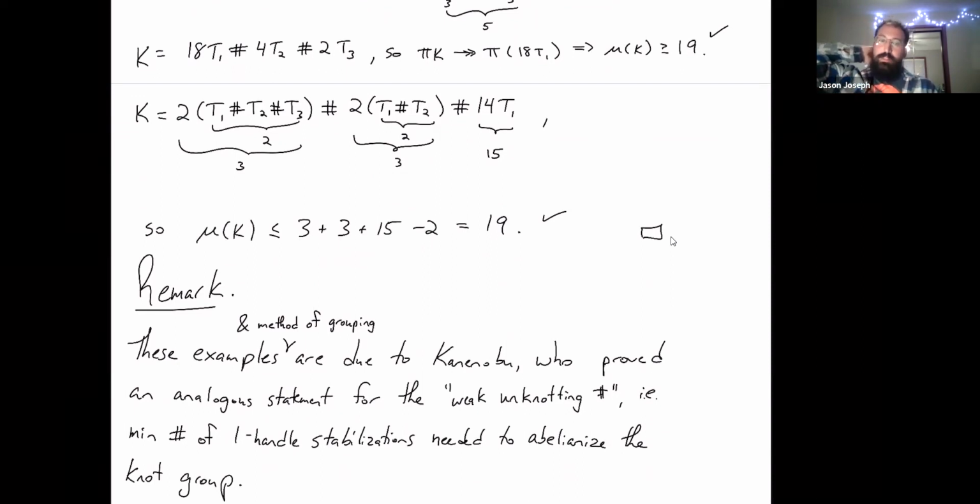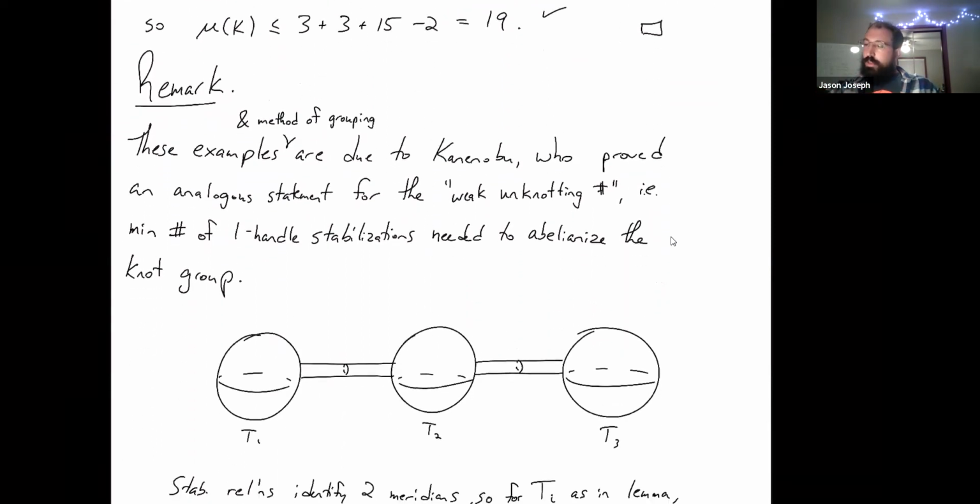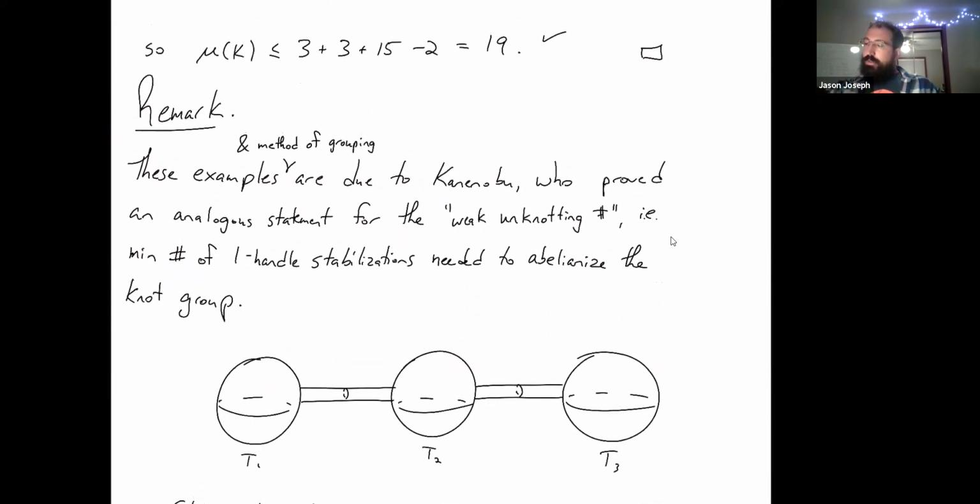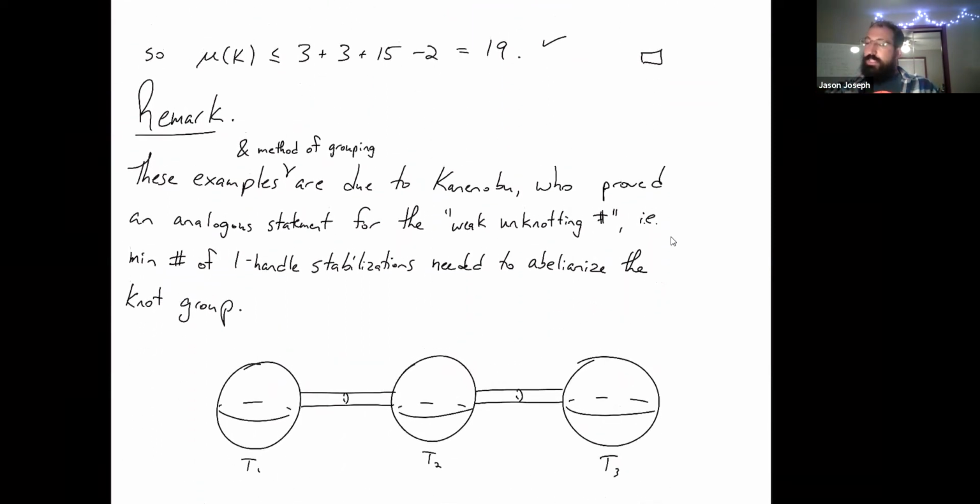It's weak because it's just like an algebraic version. So he showed if you take a bunch of examples like this, in terms of the lemma, you can have these T1 up to Tn, any number of factors, and then attach a single one handle.